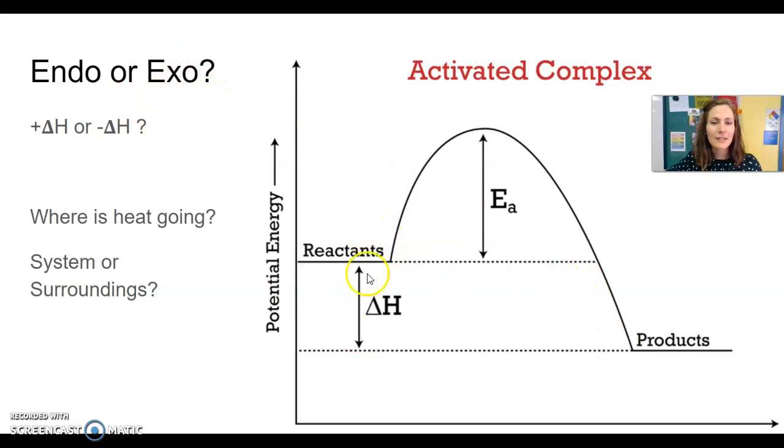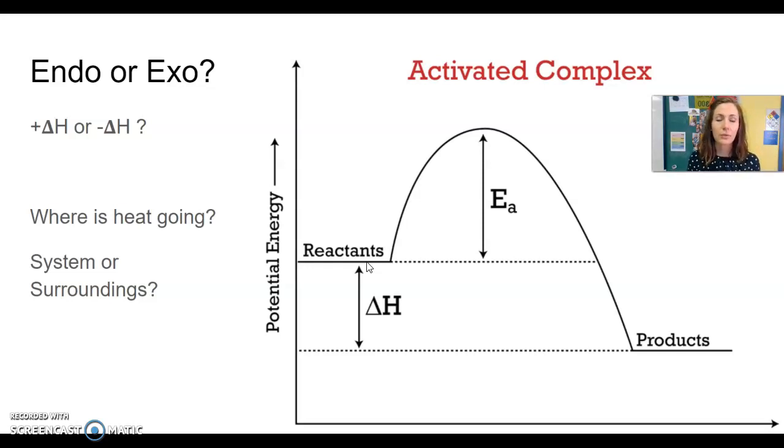Energy is being released to the surroundings, and the products have less energy than the reactants. So delta H is that change between the reactants and products. And you read it like you would a graph, right? So we're going from a higher potential energy to a lower potential energy. That means we have a negative delta H.